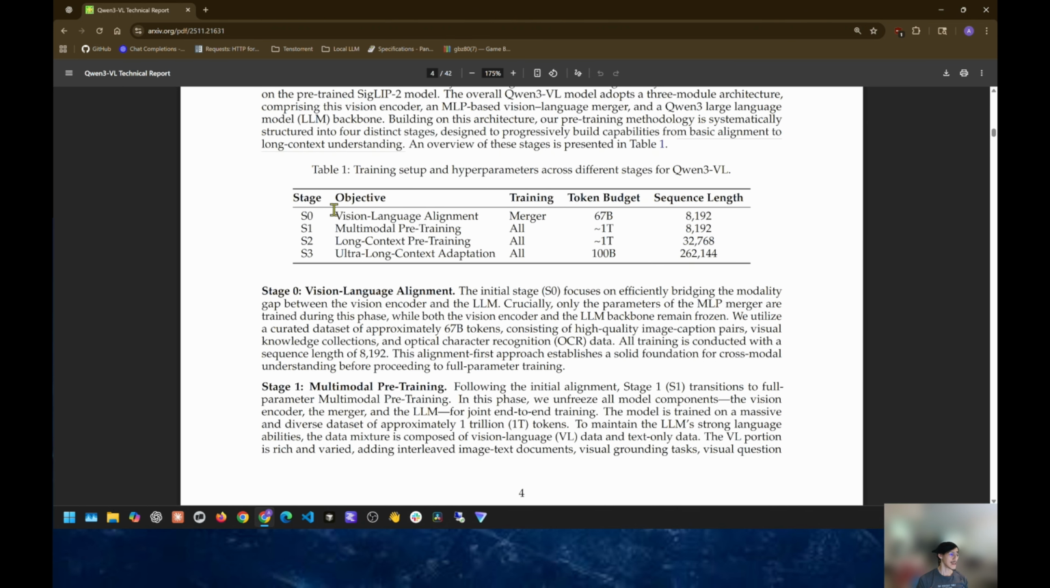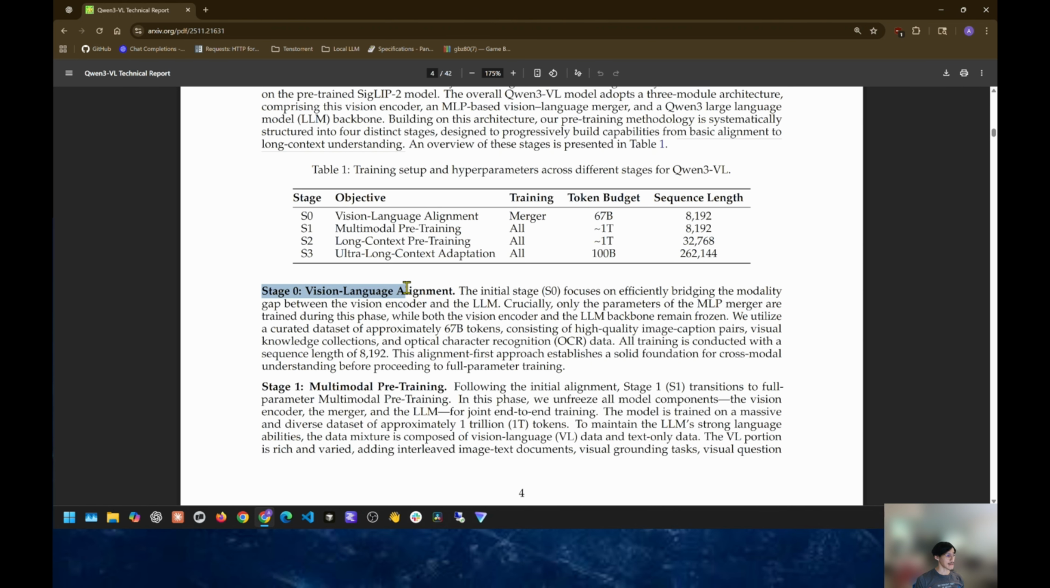So stage 0, just aligning: train the vision language merger on 67 billion tokens. Everything else is frozen. Context length 8K. Then multimodal pre-training: train everything with 1 trillion tokens, but only at 8K. And then long context pre-training, so 32K with 1 trillion tokens. And then finally, ultra long context with 100 billion tokens, 256K tokens.